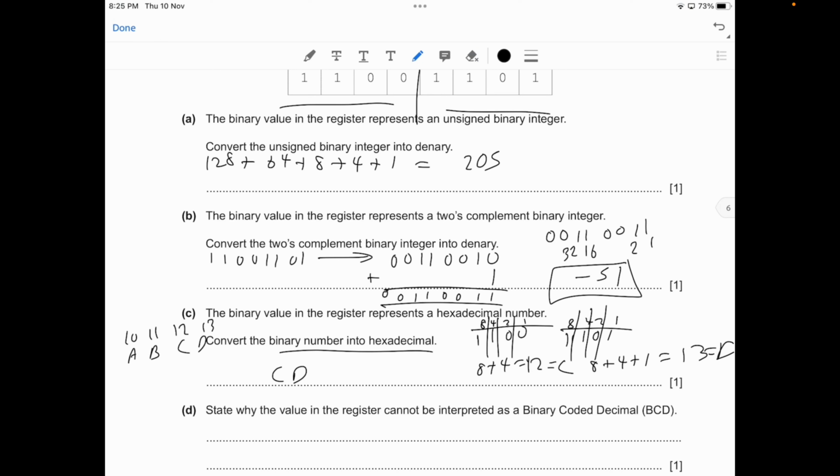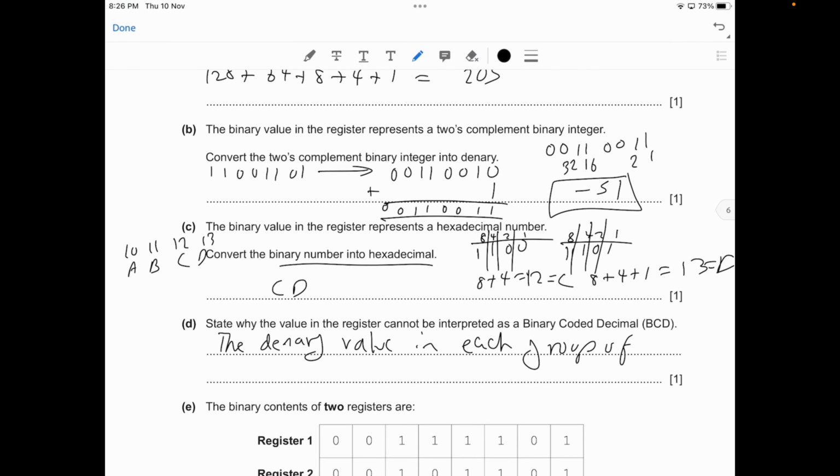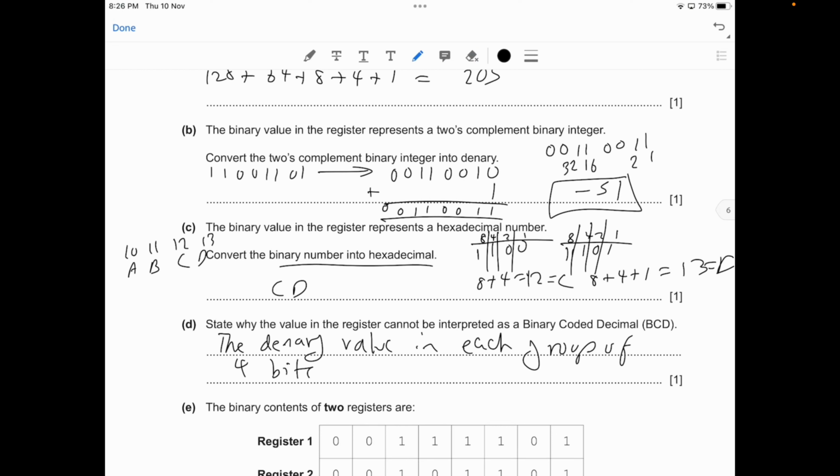State why the value in the register cannot be interpreted as binary coded decimal, also known as the BCD system. The main reason is that the denary value in each group of 4 bits is greater than 9. Or you can mention that the denary value in each nibble is greater than 9, for 1 mark.